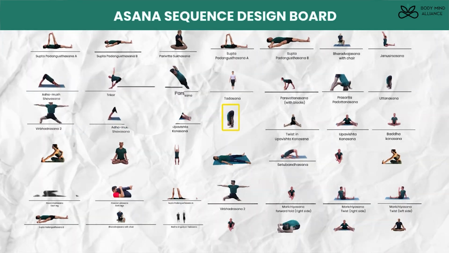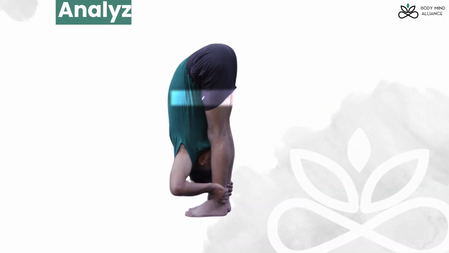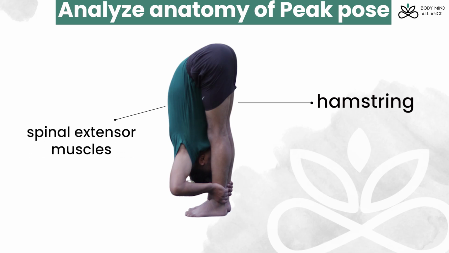Now let's design a sequence using this formula. We will begin with a small sequence of 3 asanas only. So I'll begin with step 1, which is choosing the peak pose, and I'll choose Uttanasana. Now step 2, analyzing the anatomy of peak pose. Now in Uttanasana, you need good length in your hamstring muscle and your spinal extensor muscle. Now we need to think of asanas where spinal extensor muscle is stretching and your hamstring is stretching.